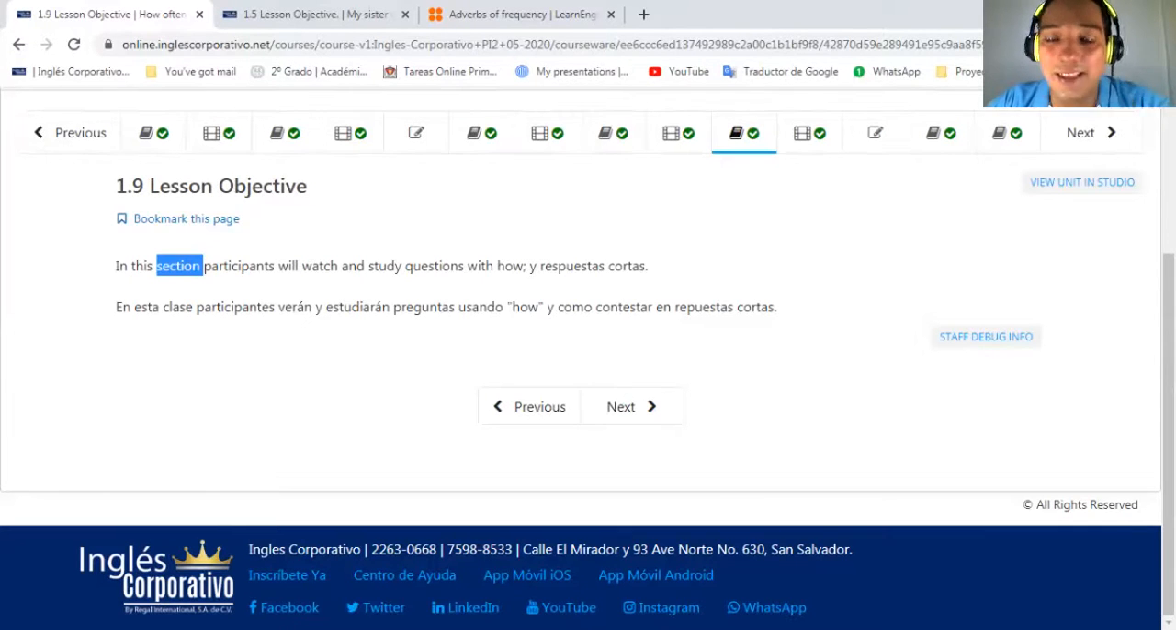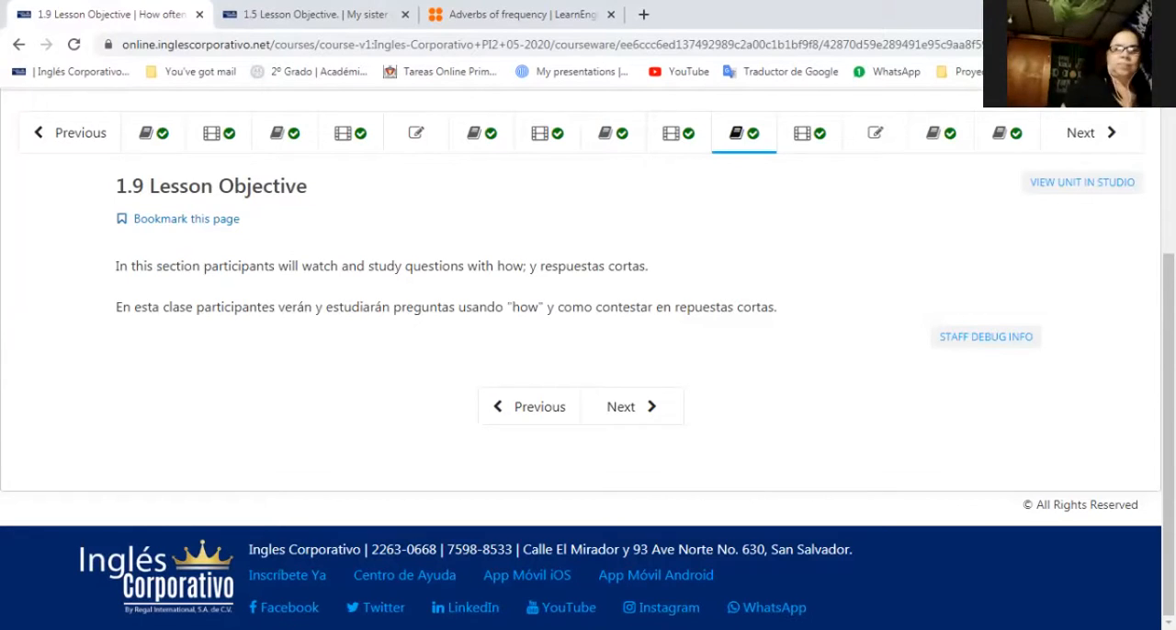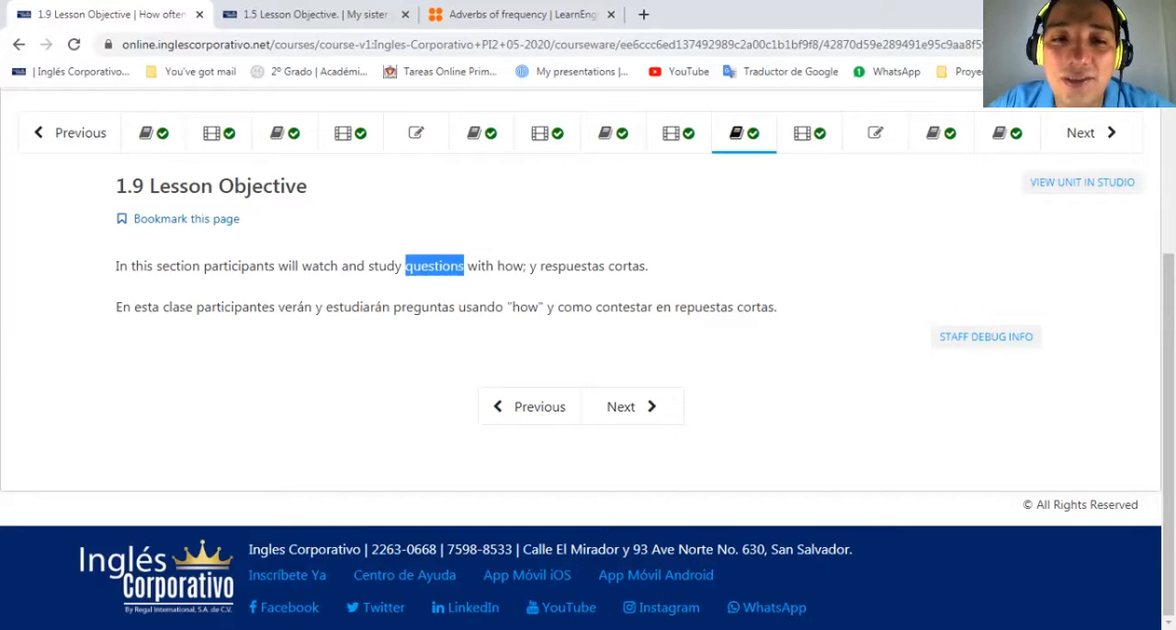Sección. Perfecto. Cada vez que ustedes tengan una T, I, O, N, suena a S, S, H, O, N. Sean. Sección. Perfecto. La siguiente. Questions. Questions. Olvidémonos de la I, Patricia. Questions. Perfect. Ahí está.